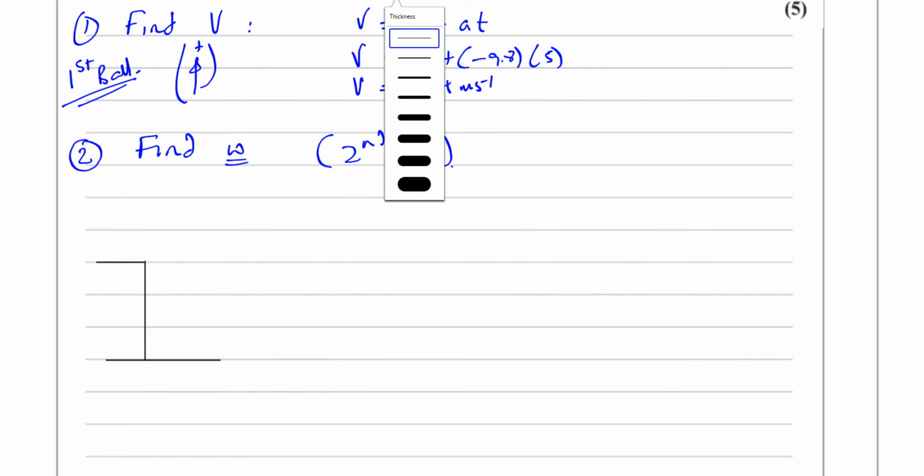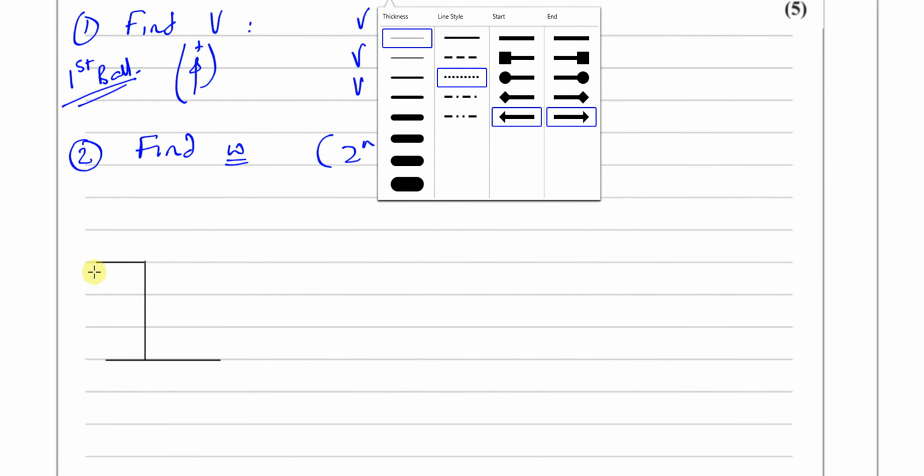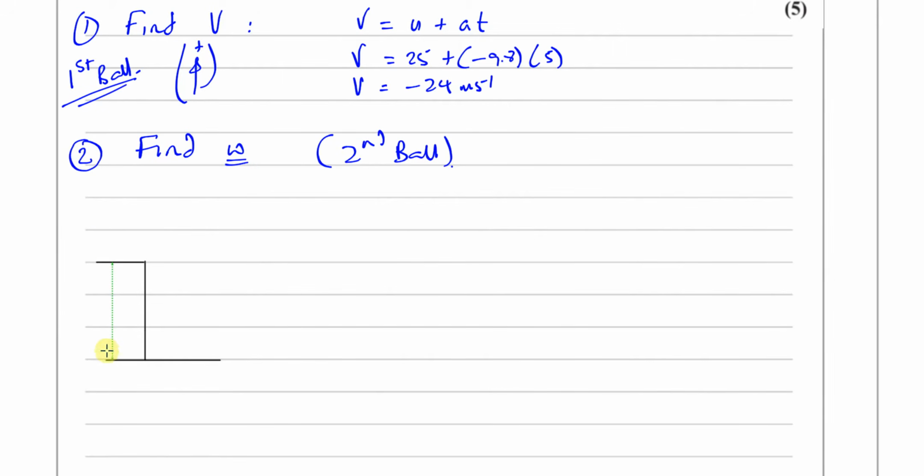Where's the arrow gone? Sorry. Okay, the distance between A and the ground, which we've called B, the distance between A and B is 22.5 meters. We also know that the ball was projected downwards with a speed of W, and just before it hits the ground, its speed is 24 meters per second.